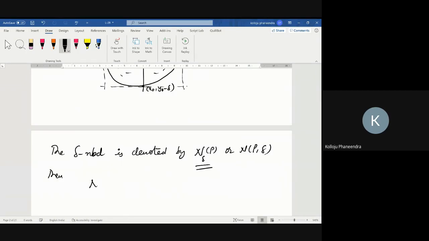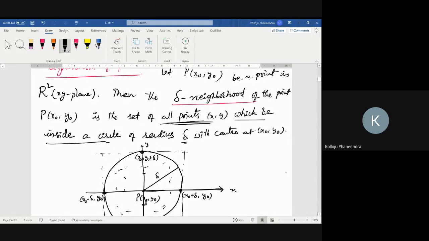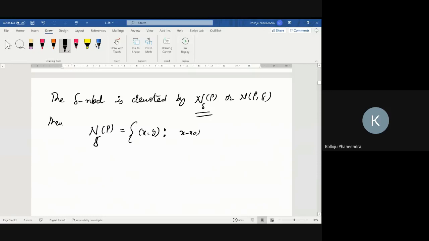Then how do we define this delta neighborhood? N delta P is equal to the set of all points x comma y such that all these points lie within the circle of radius delta with center x naught, y naught. So what is the equation of the circle with center x naught, y naught? x minus x naught whole square plus y minus y naught whole square equal to r square, and lying inside means less than delta square. This is called the delta neighborhood of a point P.